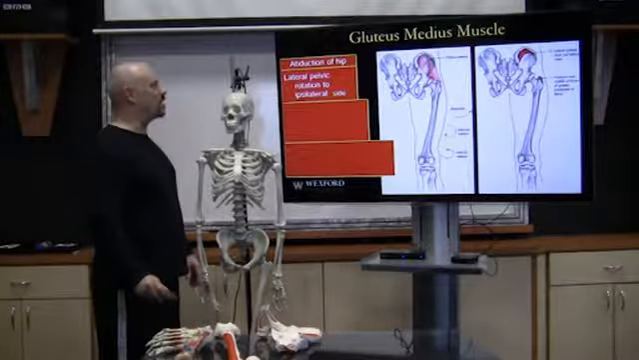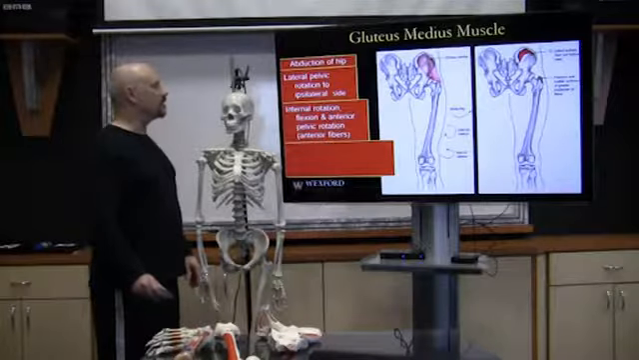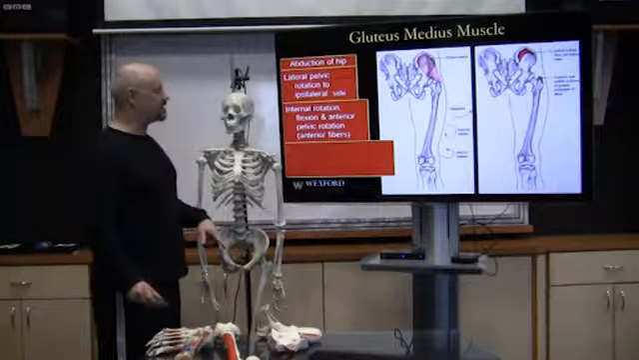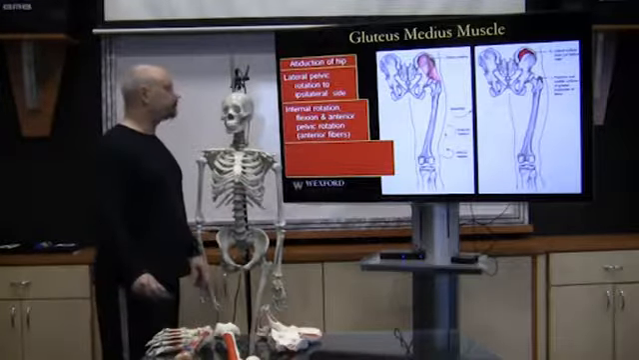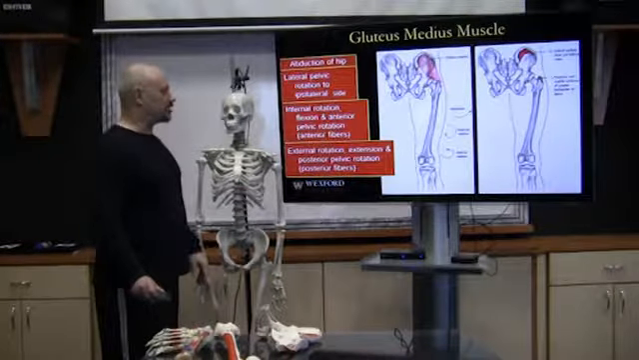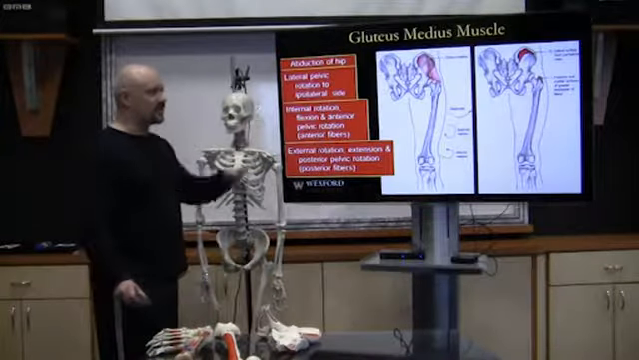The gluteus medius: abduction of the hip, lateral pelvic rotation to the ipsilateral side, internal rotation, flexion, and anterior pelvic rotation. These are the anterior fibers. And external rotation and extension and posterior pelvic rotation. These are the posterior fibers.